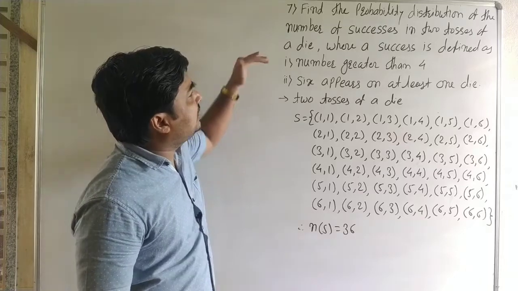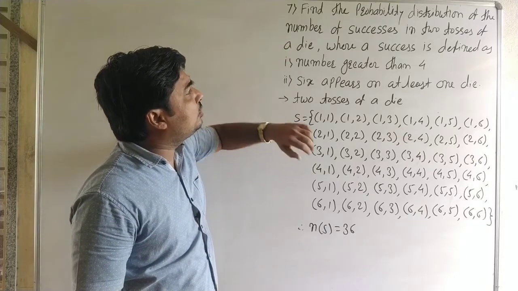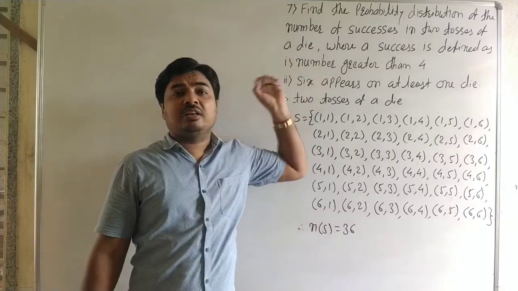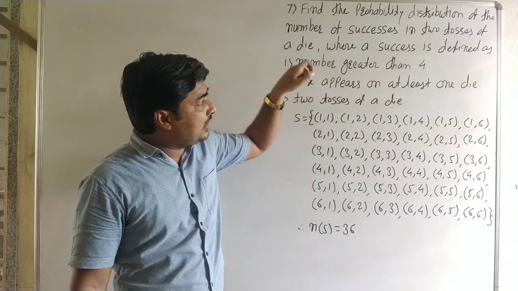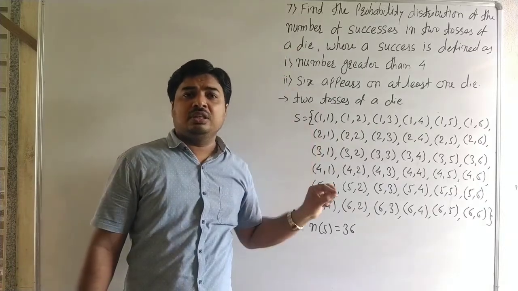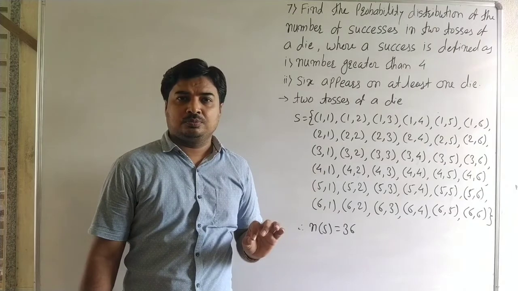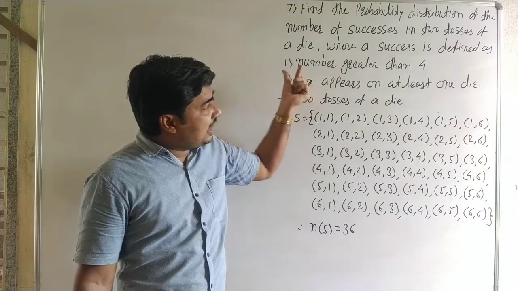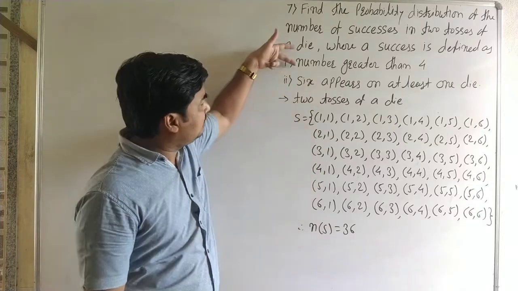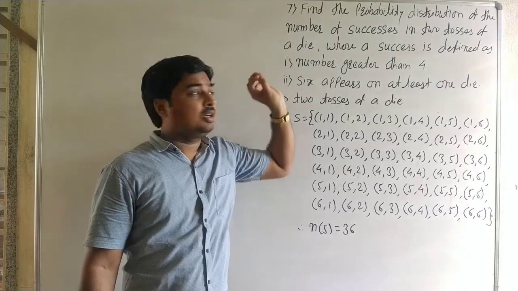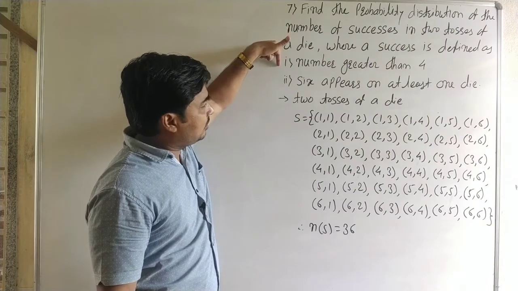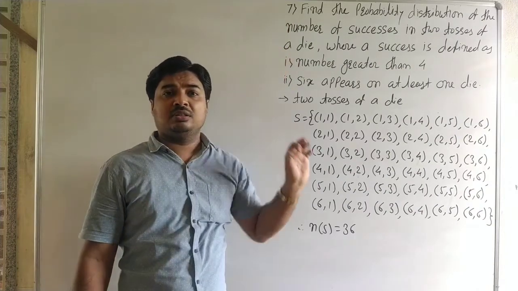Now example number 7: find the probability distribution of the number of successes in 2 tosses of a die, where success is defined as, first, the number is greater than 4, and second, 6 appears on at least one die. Both examples are already done in our exercise 7.1. We learned the first example in lecture number 7 as mean, variance and standard deviation, and the second example in lecture number 9.